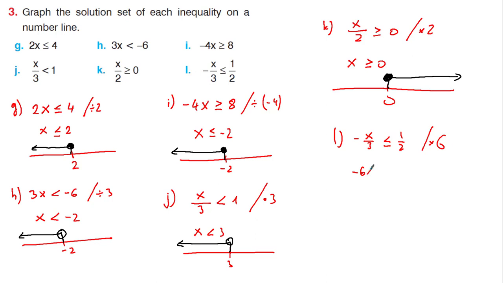We can show step by step here. So we get negative 6x over 3 is less than 6 over 2. Now 6 over 3 it's 2, so negative 2x is less than 3. Now I just want to divide by negative 2.